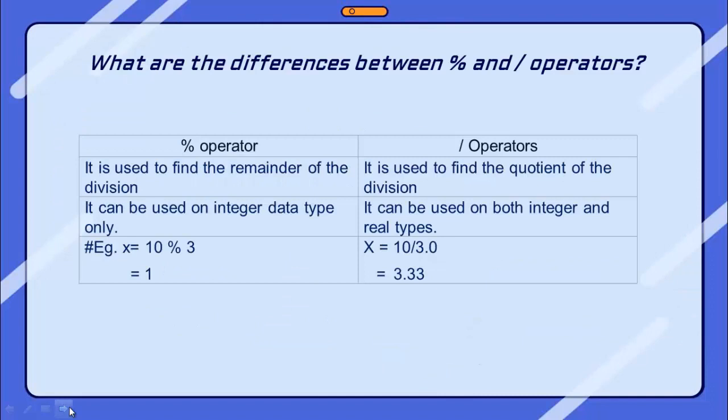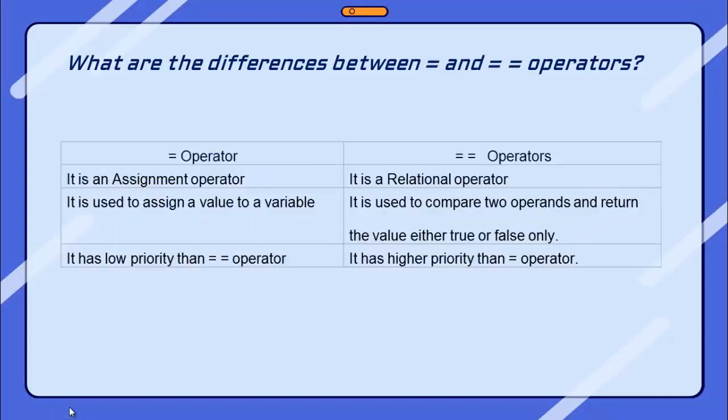Differentiate between modulus and division, that is the slash operator. Modulus is used to find the remainder. Here it is used to find the quotient. Modulus can be used on integer data type only. Here it can be used on both integer and real data types, and give an example there.